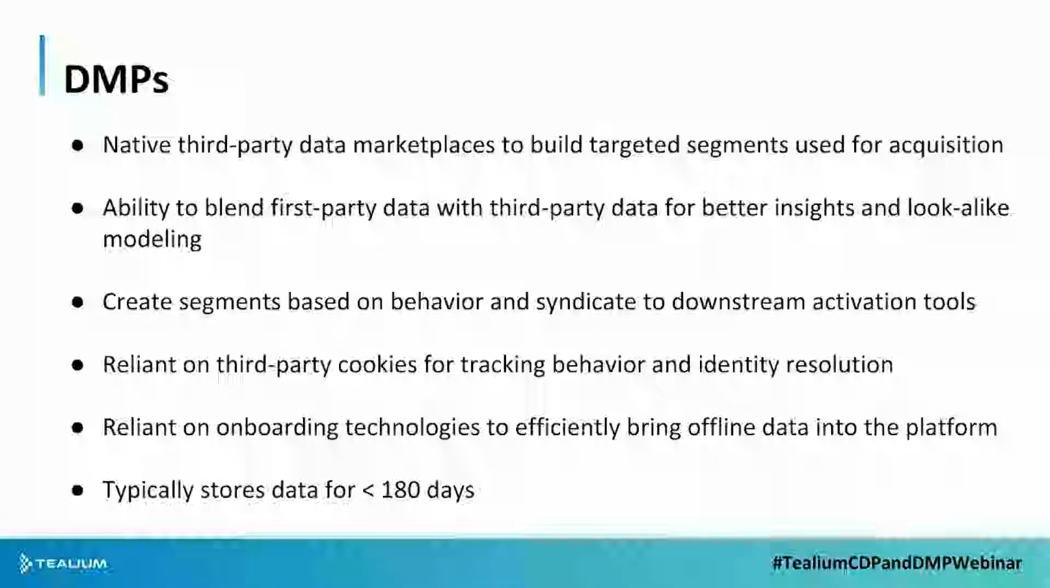So let's give a high level of how DMPs work. Typically DMPs are going to have third-party data marketplaces natively within their platform that their customers can use to build targeted segments, primarily used for acquisition, so driving people to the digital property and getting them into the funnel. Now, the other option is that you have the ability to blend your first-party data. First-party data would be data that people are creating on your owned and operated digital properties, and so you can blend that behavioral first-party data with third-party data for better insights, and again, to build things like lookalike modeling, or just use those insights to have highly targeted creative based on some demographic information that you're gleaning from the third-party data.